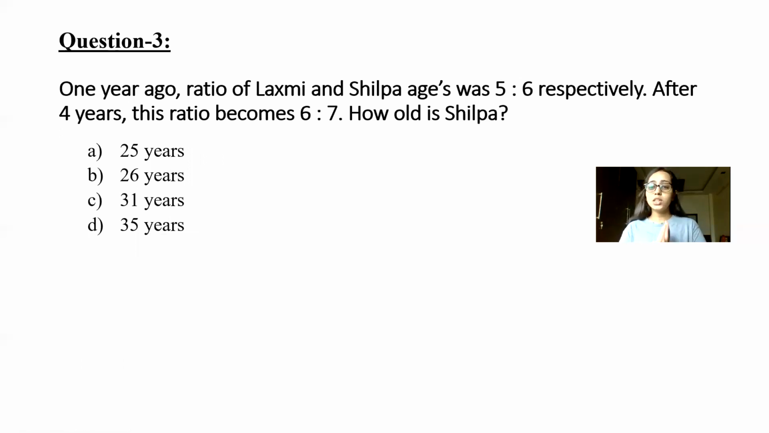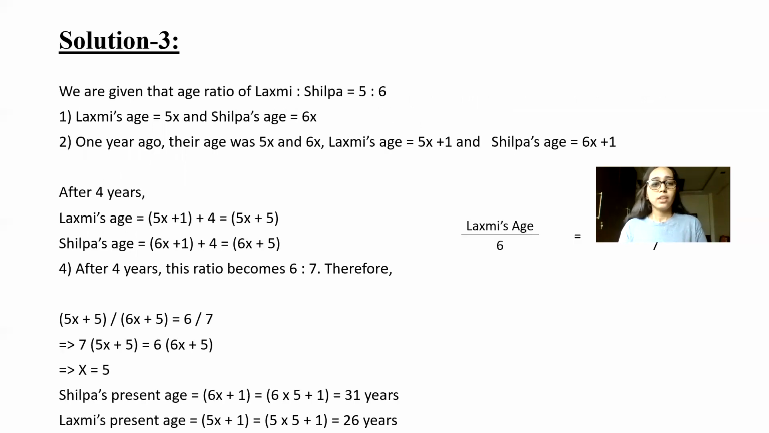Yeah, so we'll jump to the third question here. One year ago, the ratio of Lakshmi and Shilpa's age was 5:6. So I mentioned we have one more category where you are given a ratio, right? Here, after 4 years, the ratio becomes 6:7. How old is Shilpa? So we have two people, Lakshmi and Shilpa, and their ratio is given. After 4 years, the ratio changes from 5:6 to 6:7. So let's jump into the solution.